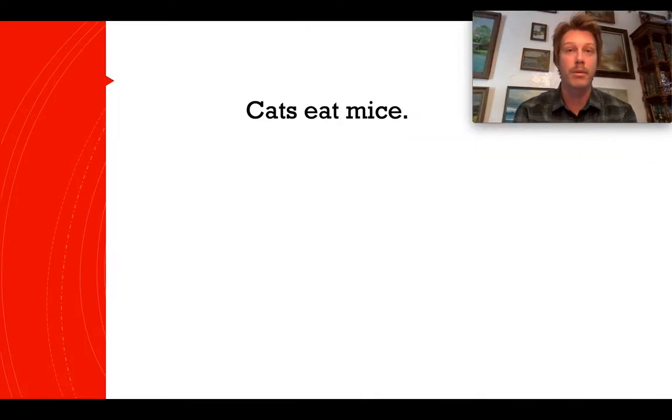For a simple example, I have a sentence that says "cats eat mice." And if you close your eyes, you can probably picture a cat and a mouse, and it looks maybe something like this if you've seen Tom and Jerry. And we get this idea about what this sentence means in our head. And this is because all of these words are really important.